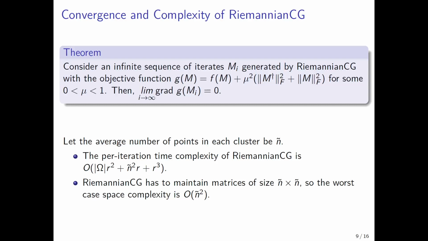We have the following theorem of convergence for Riemannian CG. Instead of directly proving the convergence for the objective function f, we instead show it for g, which is a regularized version of f. Yet in practice, we can approximate g with f by taking very small values of nu. The space and per iteration time complexity of Riemannian CG is given below.